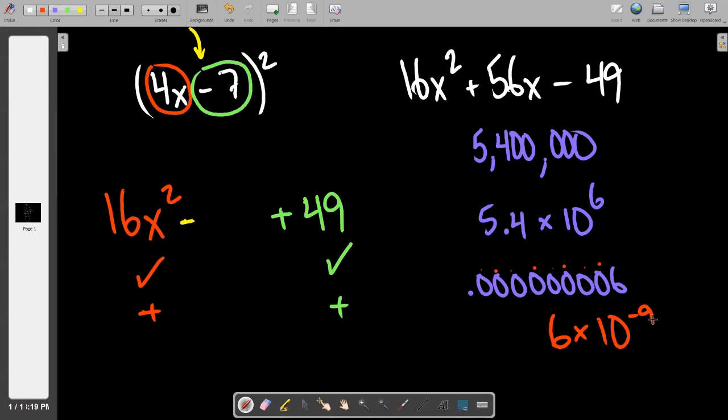So anyways, the same process still applies. I'm still going to get the 28x, and then I'm going to double it, right? So if you take the red guy and the green guy, multiply them, you get negative 28x. Double that, you get negative 56x, and that's that. Let's try that again.